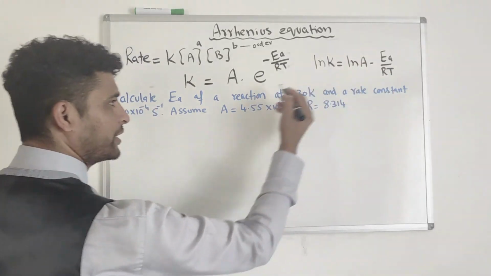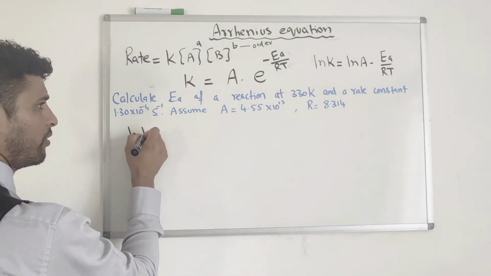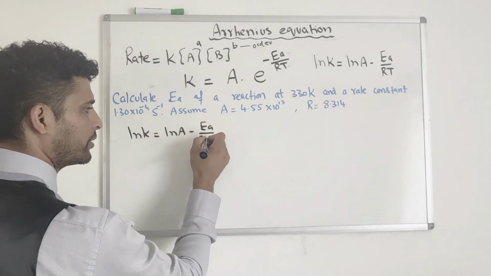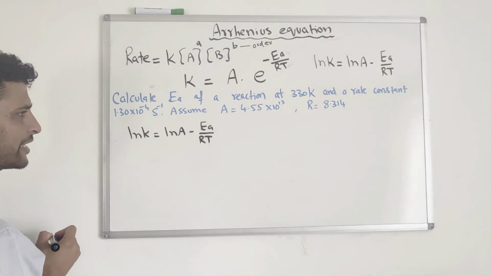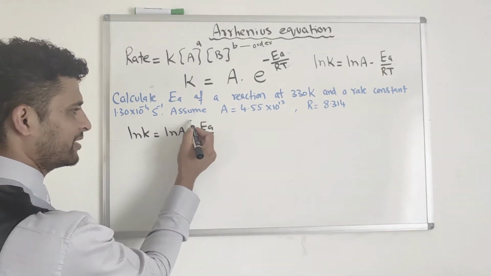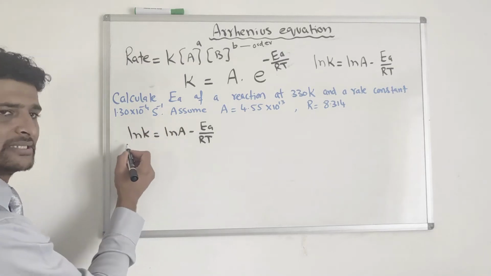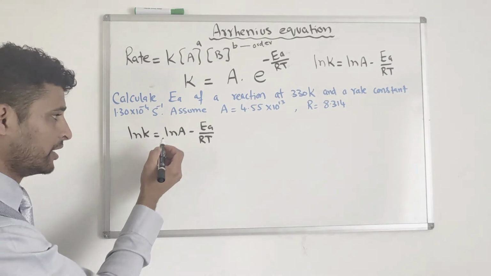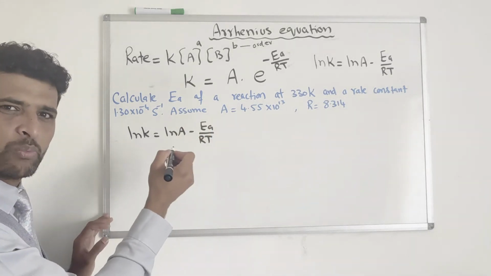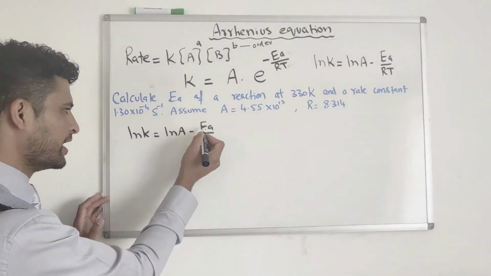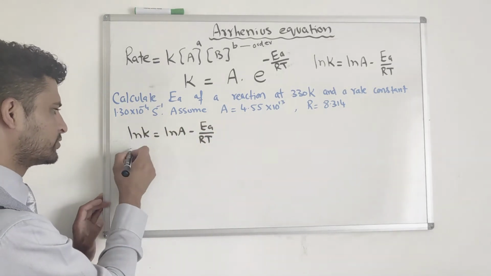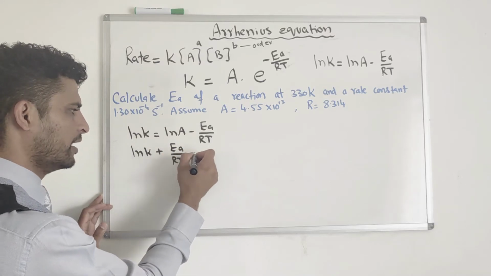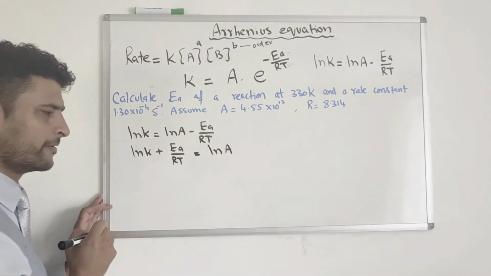So you have to rearrange this equation. So we have log of K is equal to log of A minus EA over RT. I will take the EA over RT onto this side. Because it's minus, according to mathematical rule, it will become plus. I'm going to do it one by one so everybody can understand it. If you take all of this on this side, that will be log of K plus EA over RT is equal to log of A.